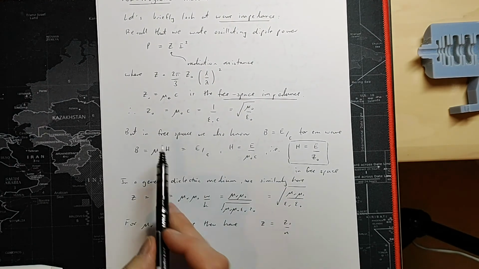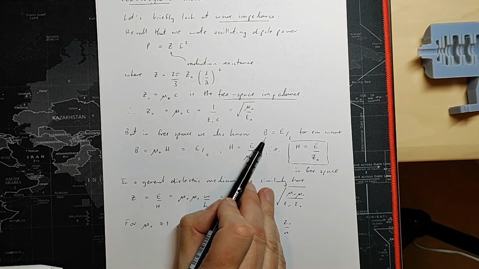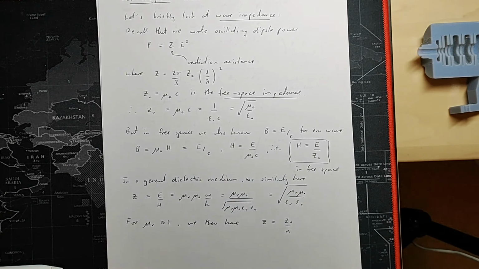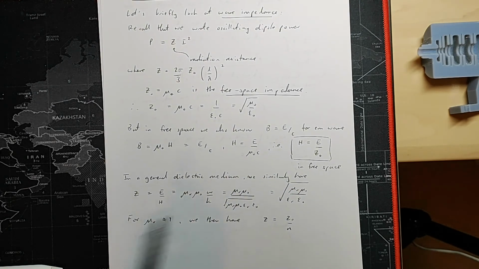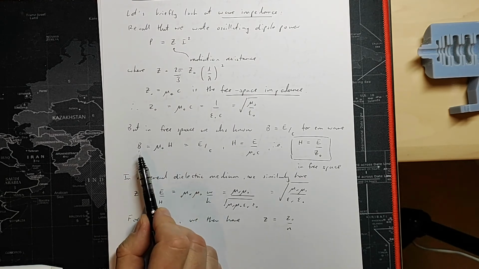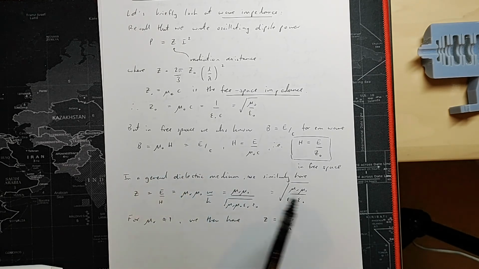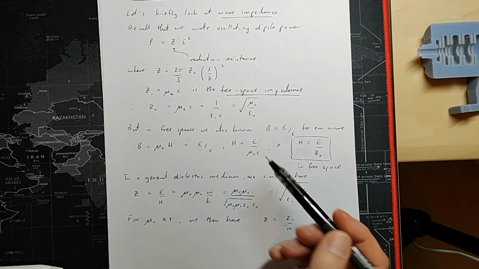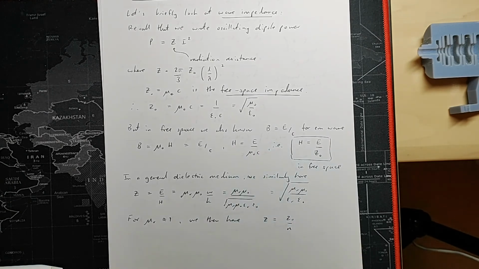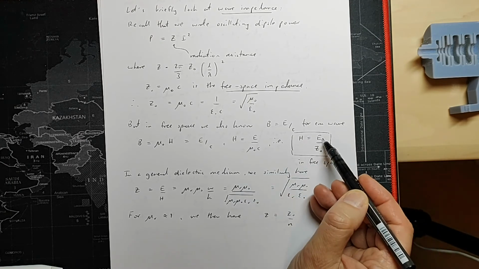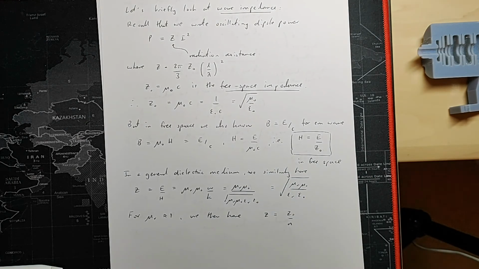But we also know in free space we can relate the magnetic field to the electric field. Magnetic field equals the electric field divided by c for an electromagnetic wave moving in vacuum. Let's rewrite that in terms of H. So B equals mu naught H in a vacuum, which is equal to E over c. So therefore, the value of H is equal to E over mu naught c. So for a free space electromagnetic wave, the value of H is equal to E divided by the free space impedance. So why is that interesting here?